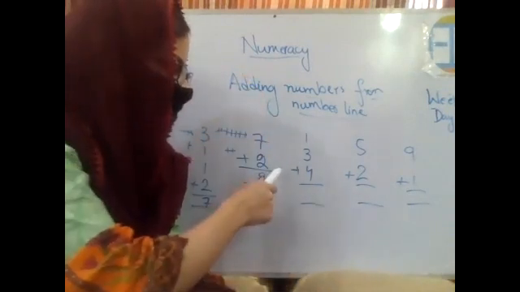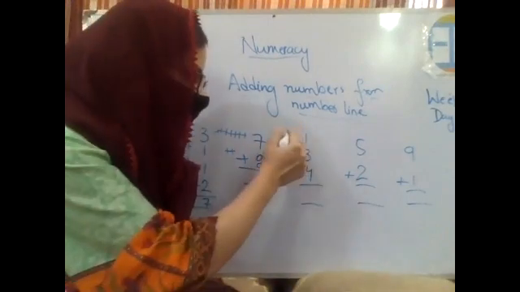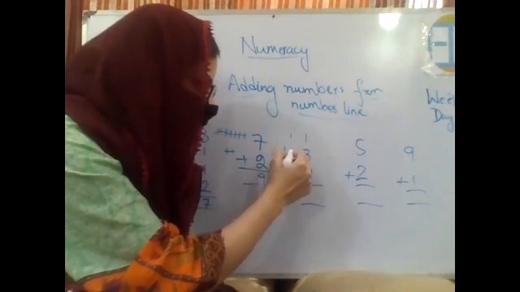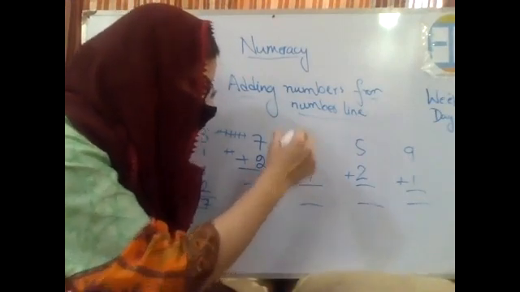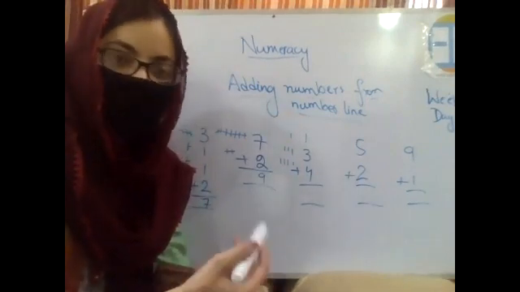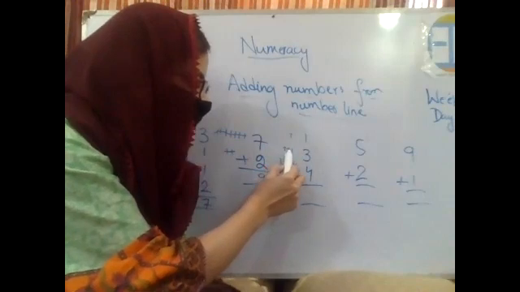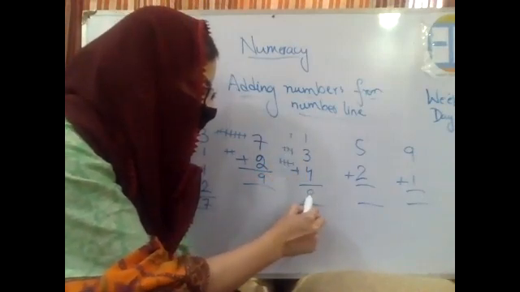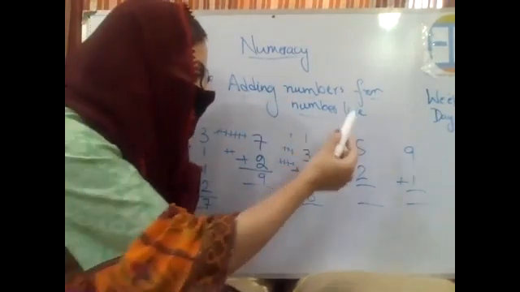Who is going to tell me the answer of this one? Yes, Eliza, you tell me. We will be drawing one line over here, three lines over here, and then four lines over here. Right? Now let's start counting. One, two, three, four, five, six, seven, eight. So the answer is eight. Got it? Okay.